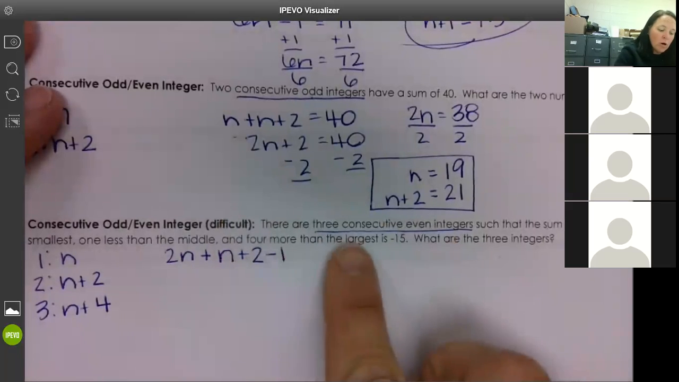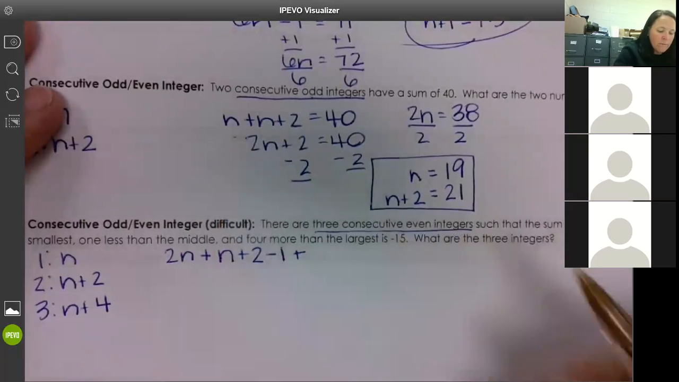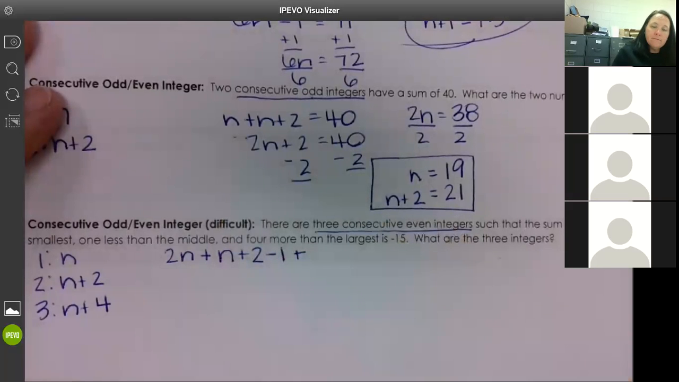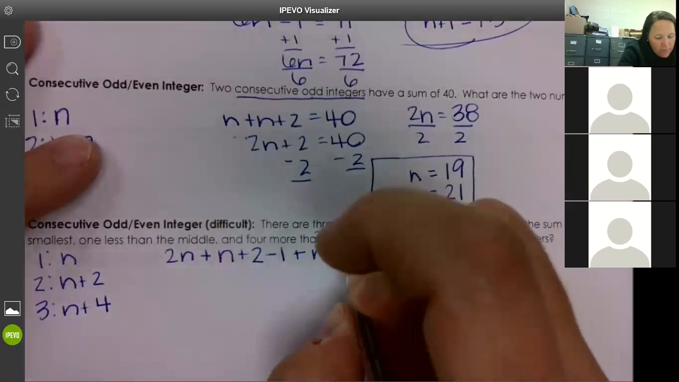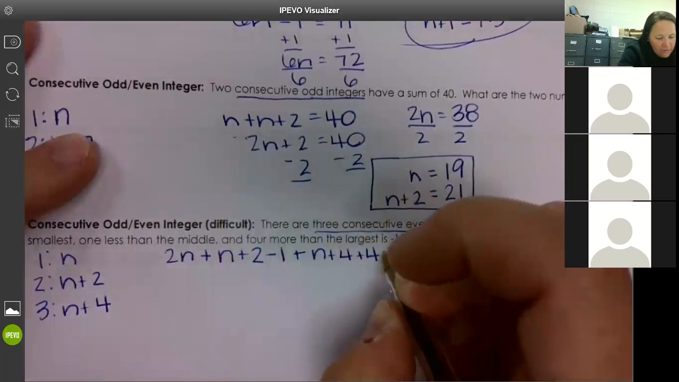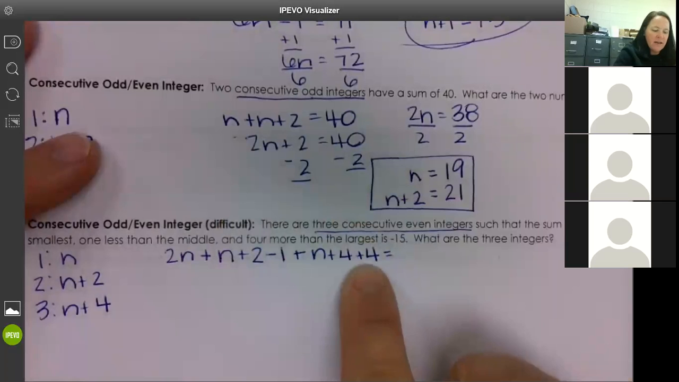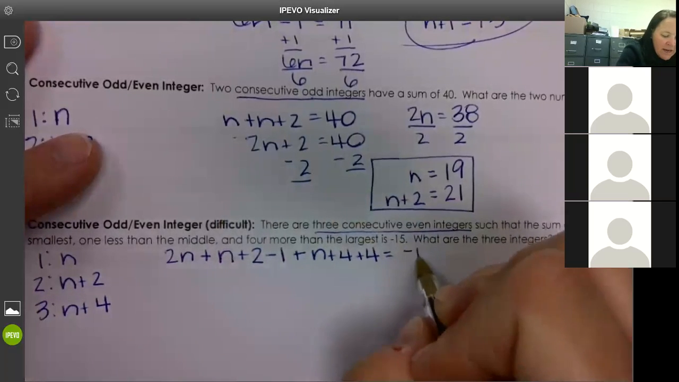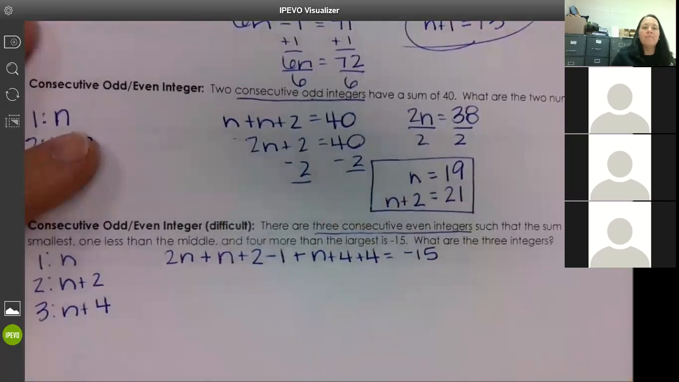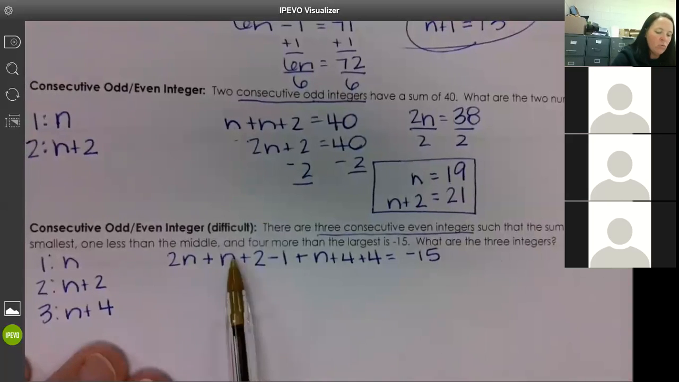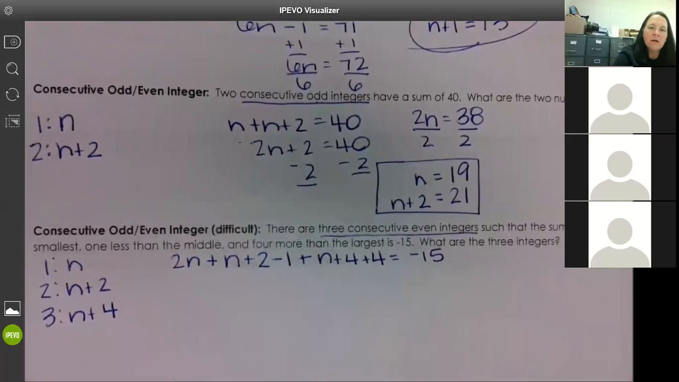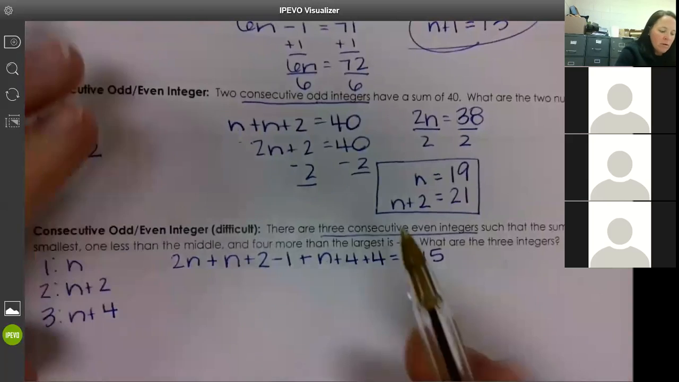And 4 more than the largest. What does 4 more mean? Add 4. So the largest was n plus 4, and I'm going to add 4. So that would probably be where you'd make the mistake, because you already have the plus 4. So it's crazy. It repeats itself. Is negative 15. How many total n's do we have in this? We have 2 here, 1 here, and 1 here. Makes a total of 4.